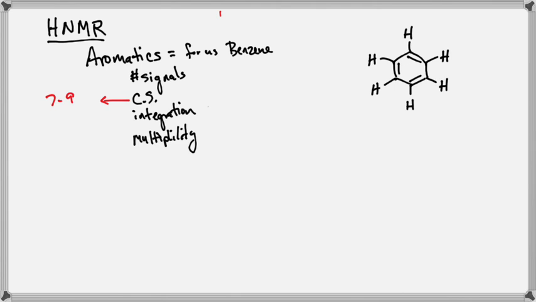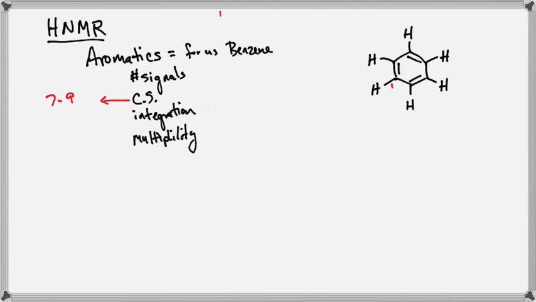Even though we do have hydrogens within 3 bonds, 1, 2, 3, those are within 3 bonds, but they're chemically identical. So there's no splitting. You get nothing from that. It's just a boring spectrum.